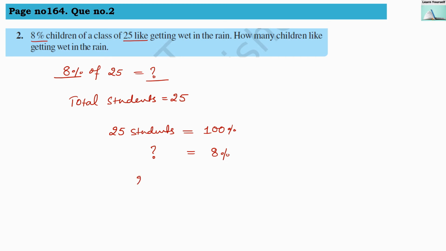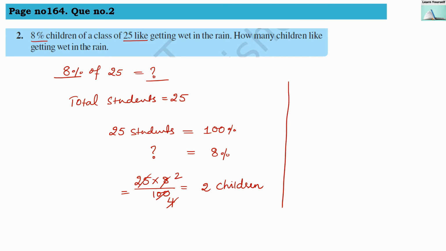So 25 in multiplication with 8 in division 100. So we will get here 25 4s are 100, 4 8s are 2. So 2 children got wet in rain.